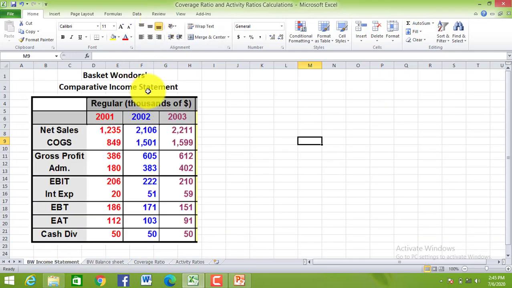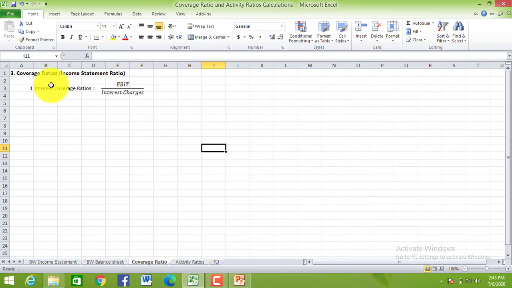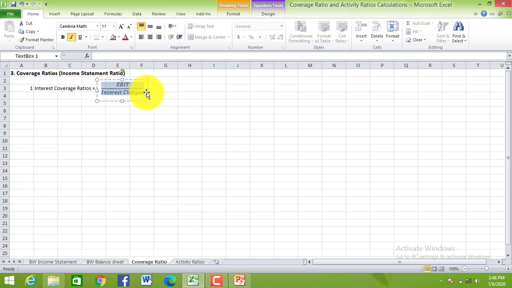This is the comparative income statement of Basket Wonders for 2001, 2002 and 2003. In this sheet, this is the Basket Wonders balance sheet for 2001, 2002 and 2003. It is a comparative balance sheet. On this side we have assets, and on this side we have liabilities and owner's equity, and this is how we can calculate the coverage ratio. Coverage ratio means how the interest charges are covered by the operating income. EBIT is basically operating income.